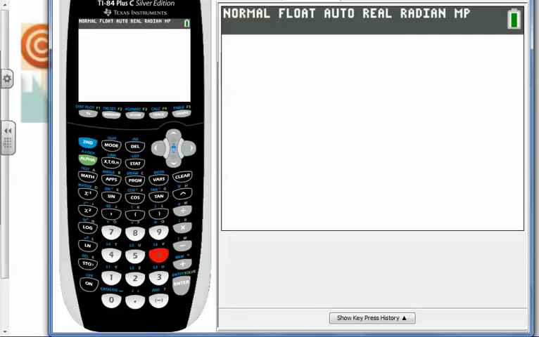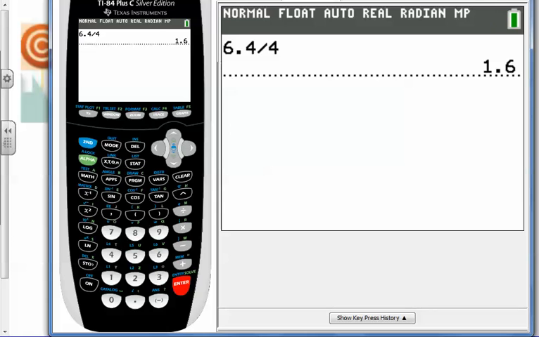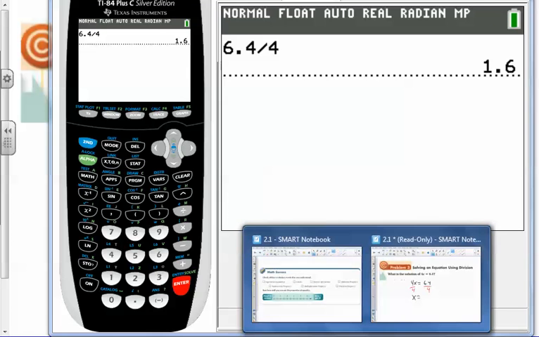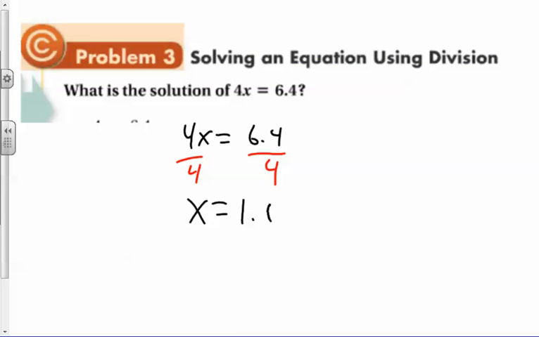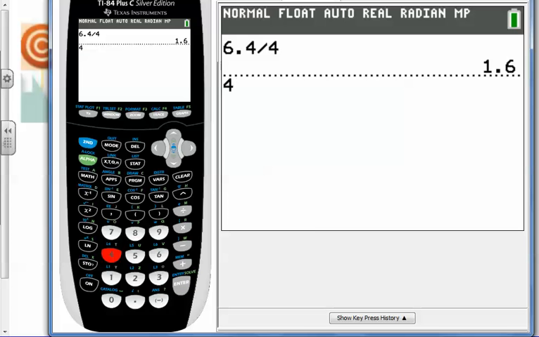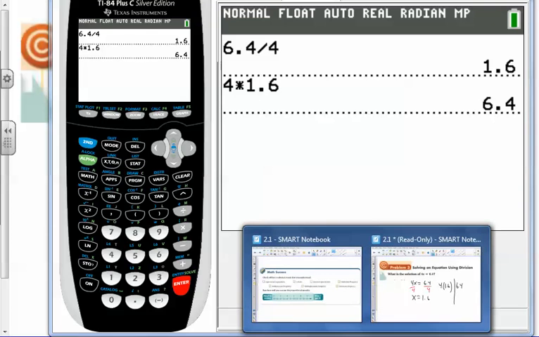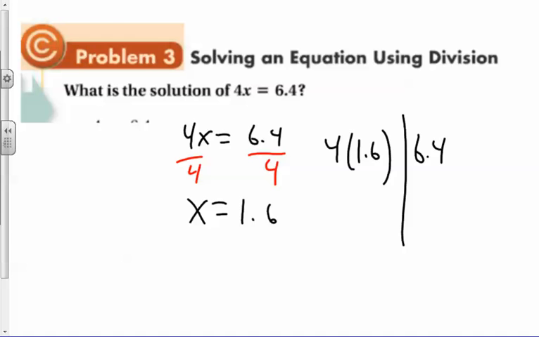6.4 divided by 4, and I get 1.6. So 1.6 is my answer. Now I can check that by doing 4 times 1.6, and the question is, is that 6.4? If I do 4 times 1.6, I get 6.4. So then I'm absolutely correct, 100%. So you've got it. Why don't you pause the video and do your two got its for A and B, and I'll see you back here in a second.